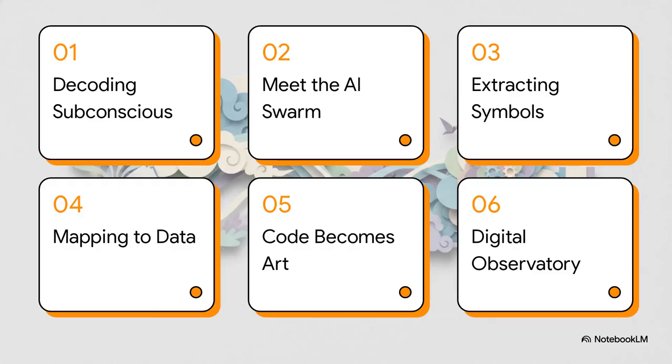We're going to track a single data point through this entire system. We'll start with decoding the subconscious, then meet the AI swarm, see how it extracts symbols and patterns, map those dreams to data, watch the code become dream art, and finally explore the digital observatory. Let's get right into it.